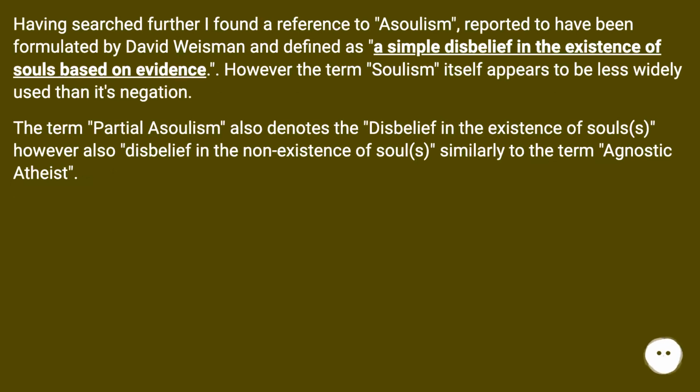Having searched further, I found a reference to a soulism, reported to have been formulated by David Weissman and defined as a simple disbelief in the existence of souls based on evidence. However, the term soulism itself appears to be less widely used in its negation. The term partial asoulism also denotes the disbelief in the existence of souls, however also disbelief in the non-existence of souls, similarly to the term agnostic atheist.